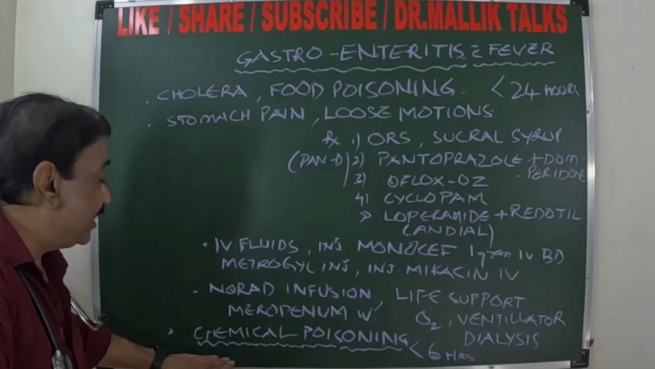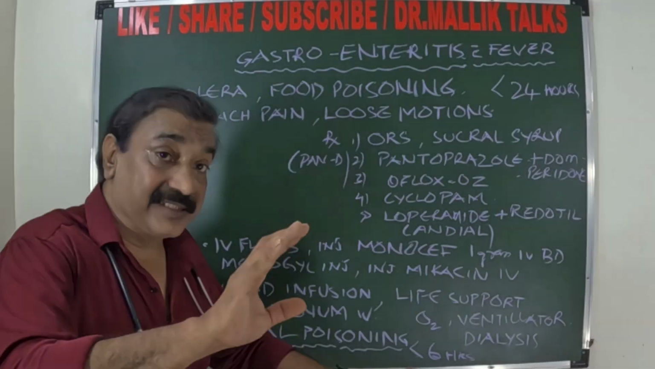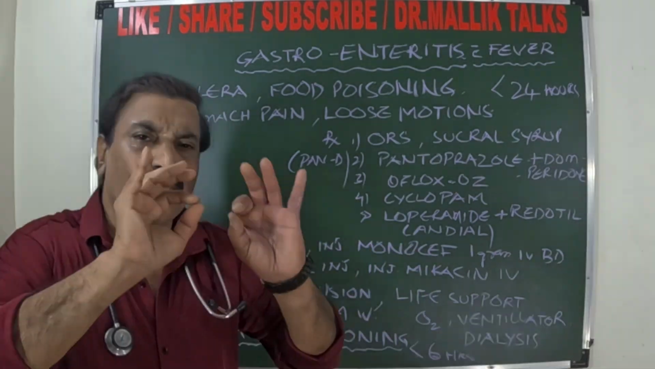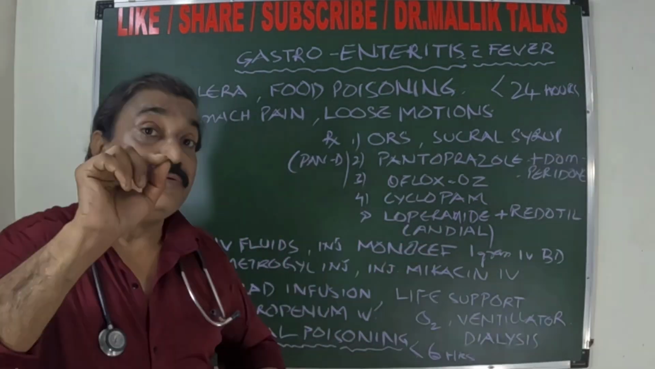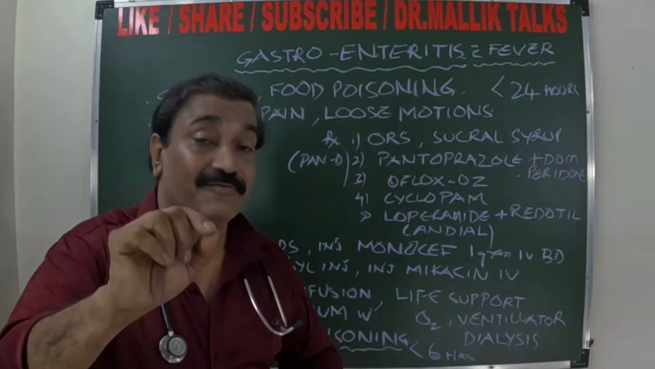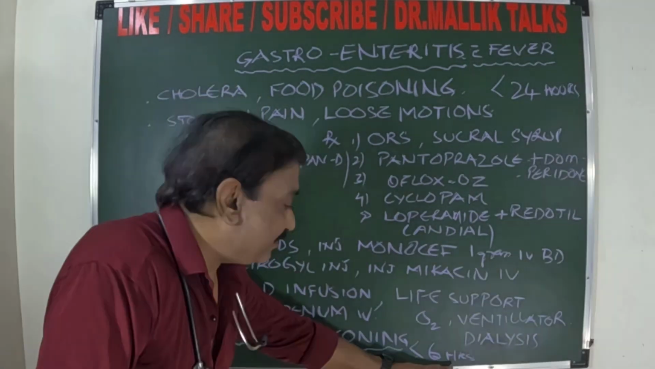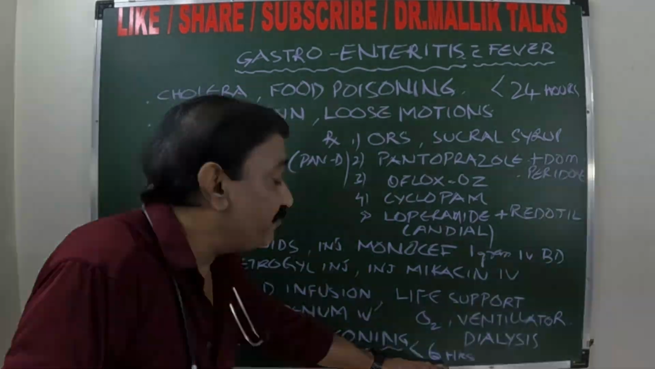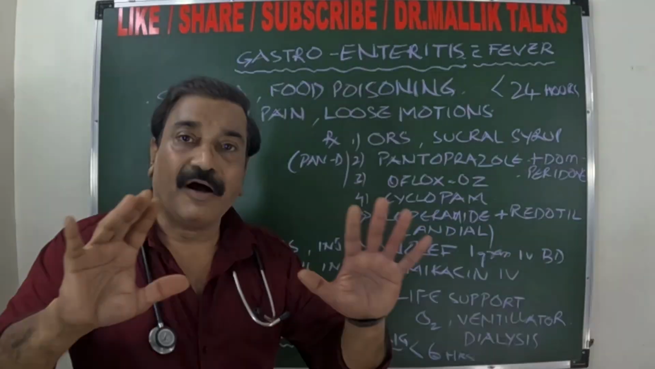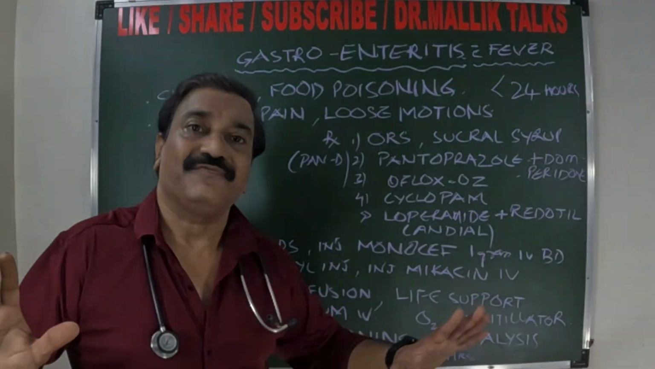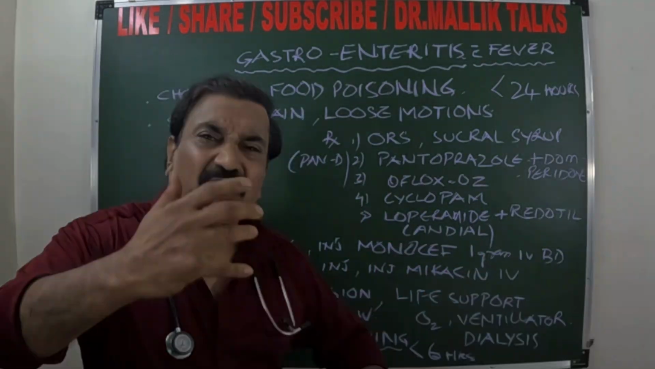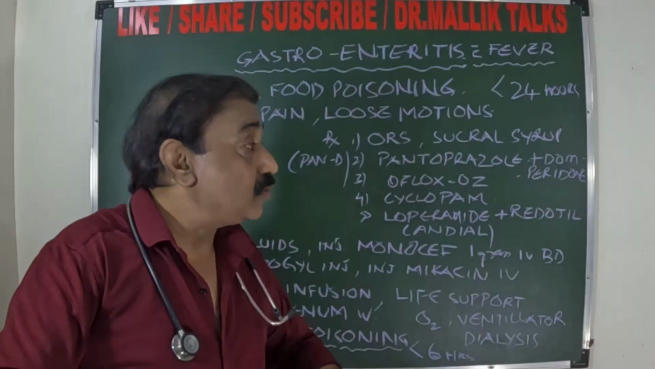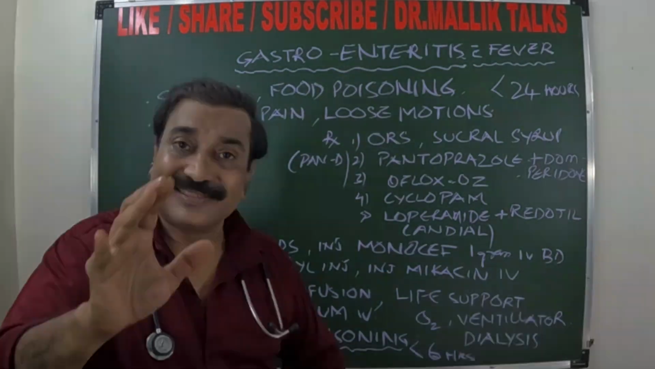In this case, there is no infection. It's only chemical poisoning. There won't be any loose motions. There will be severe vomitings within 6 hours. This is very, very important. Chemical poisoning manifests within 6 hours of taking food. No motions, only severe vomitings. There also the treatment is the same.